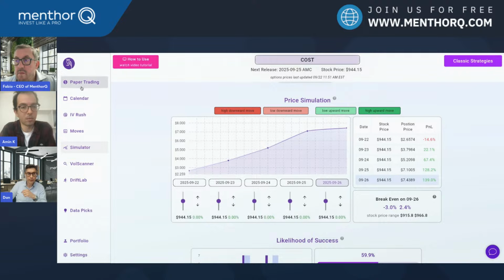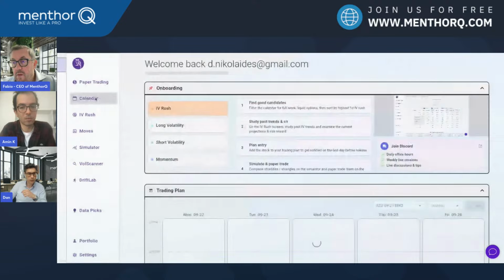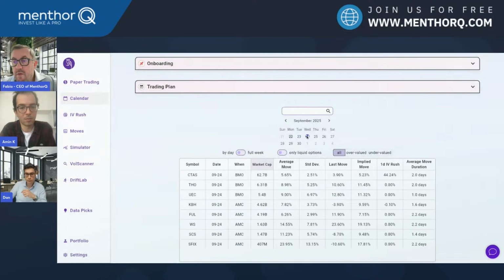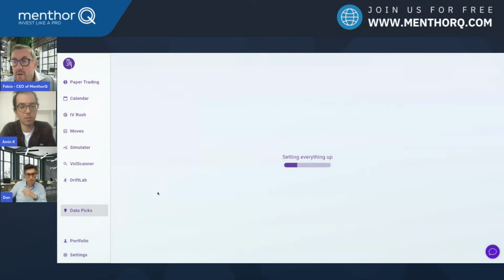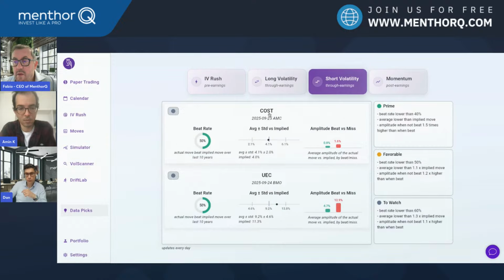If we start and see the trades we have here, not this one here. Let me just go back. So the data pick, sorry. This is a trade if you are an EarningsWatcher, which is a short trade, but it's not a prime trade, not a favorable trade. It's something to watch.